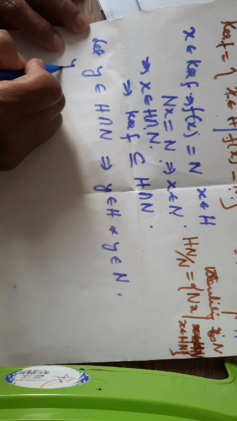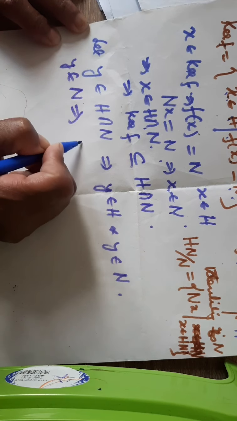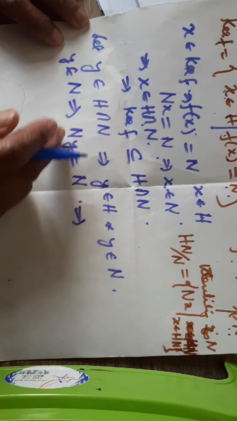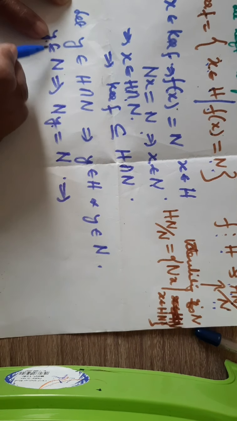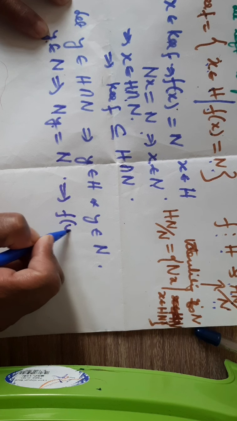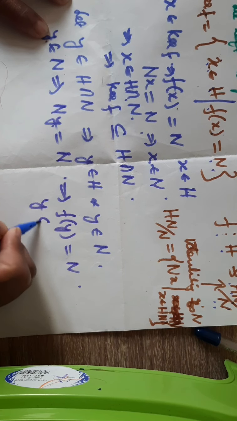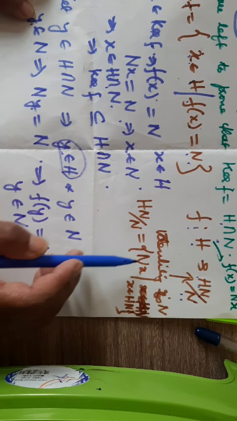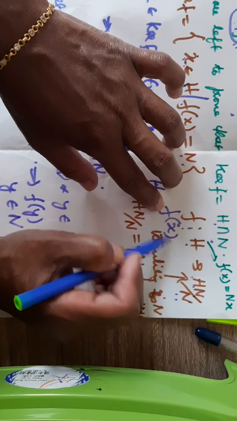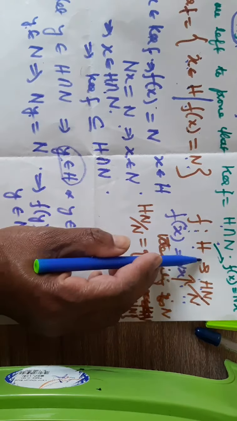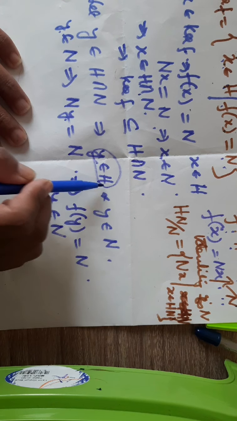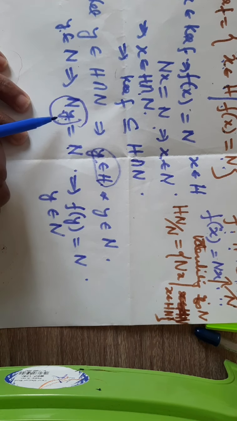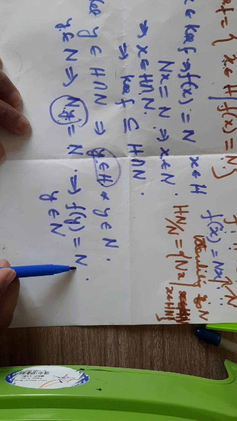Now, y belonging to N will imply that Ny is the same as N. Now Ny = N will imply, by the definition of f defined from H to HN/N, as y also belongs to H, that f(y) = N, because y not only belongs to N, it also belongs to H. By the definition of the mapping from H to HN/N, we define f(x) = Nx, where x is in H. So here also y belongs to H and Ny = N, so by the definition f(x) = Nx, f(y) = N.